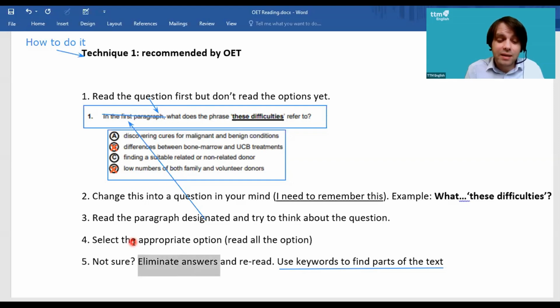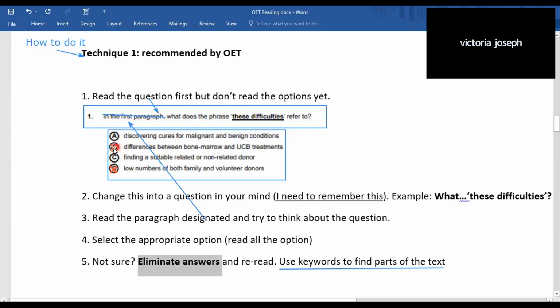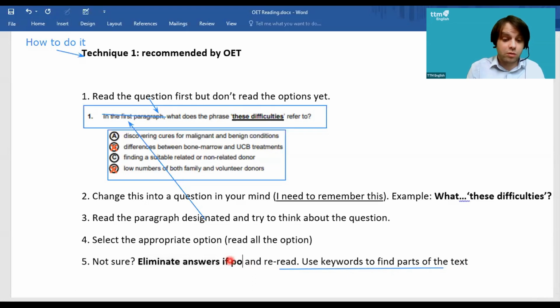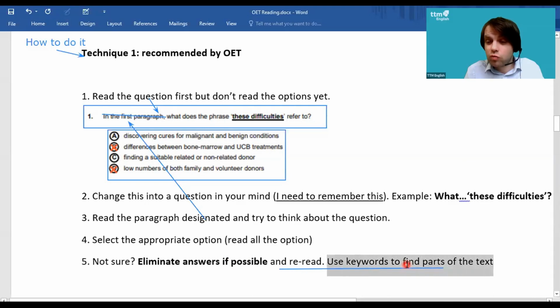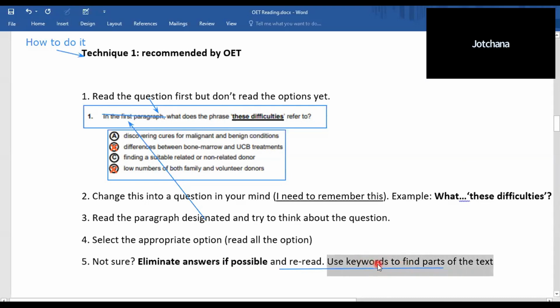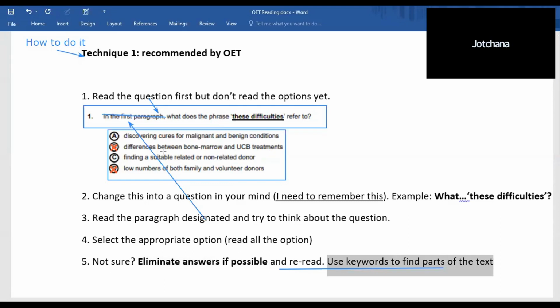What does eliminate mean? Delete. Remove. If possible, you might not be able to do it, so don't force it, okay? But then, Joshna, I think you need to go back to the text, don't you? Yes, sir. Read again. This is where I think we need to use keywords, right? So what's a keyword, Joshna? These difficulties.